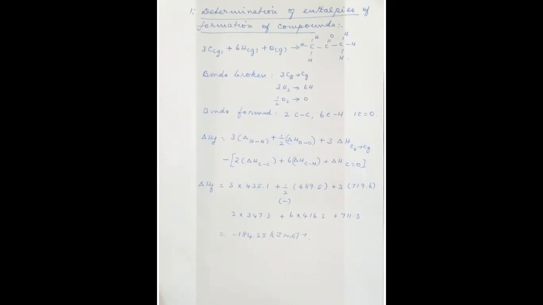The bonds broken are 3 carbon solid atoms to be converted into 3 carbon gaseous atoms. And also 3 hydrogen molecules are broken down into 6 hydrogen atoms. And also half a molecule of oxygen is broken down into 1 atom of oxygen. So what are all the various bonds formed? There are 2 C-C bonds, 6 C-H bonds, and 1 C double bond O bond.